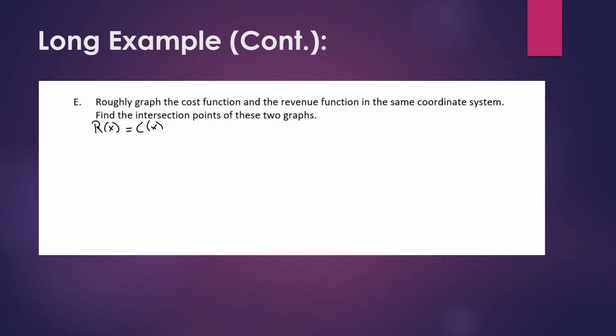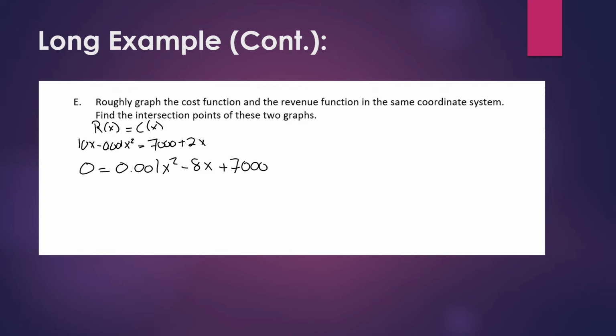So our revenue was 10x minus 0.001x squared, and that was going to equal 7,000 plus 2x. So I want to get everything to the same side and equal to 0. If I move everything to the right-hand side, I'll get 0 equals 0.001x squared minus 8x plus 7,000. Now, there is a pretty easy way to solve for x here, and it's going to be back in our algebra. We have to use the quadratic formula.